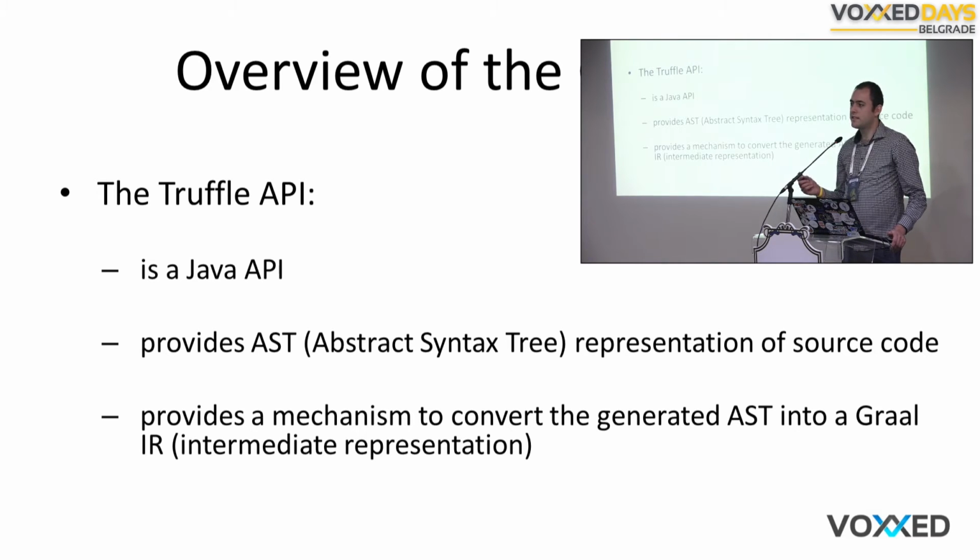However, that abstract syntax tree that is built from the Truffle API is not the same as the Graal abstract syntax tree. So the language developer basically provides different structures for his abstract syntax tree. Then this abstract syntax tree is converted into a Graal abstract syntax tree, out of which machine code is generated. We'll look into this process in a bit more detail.